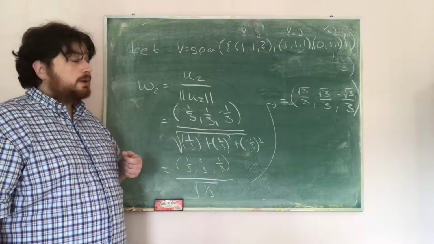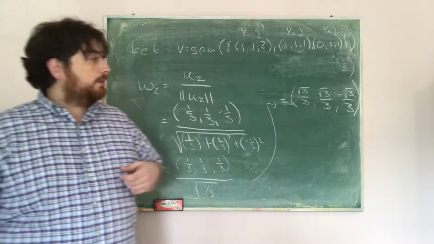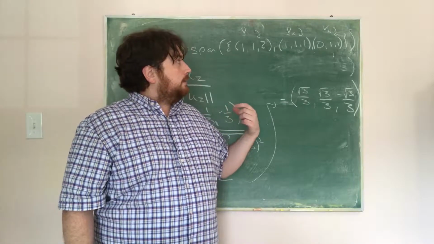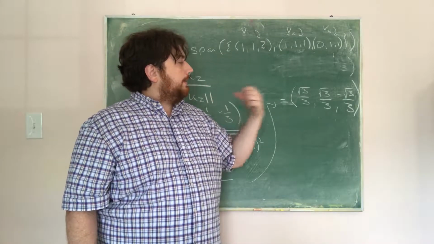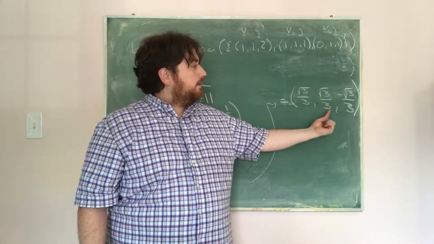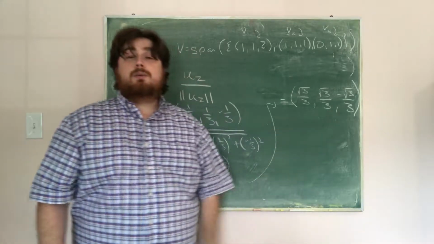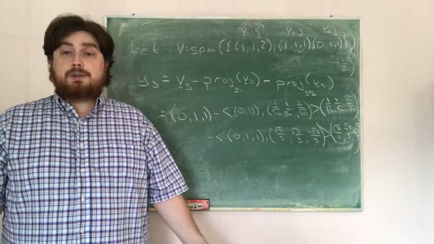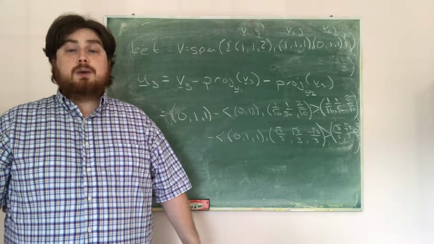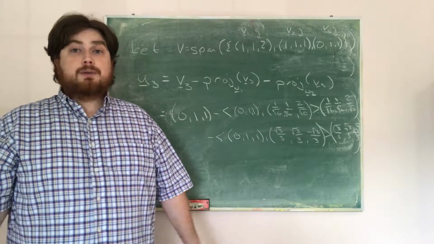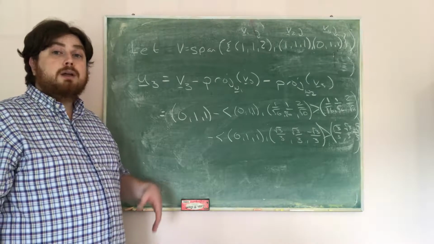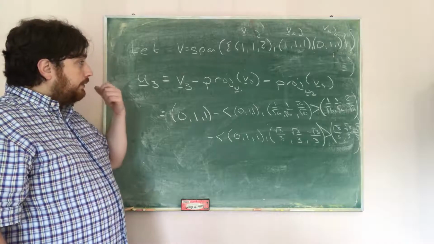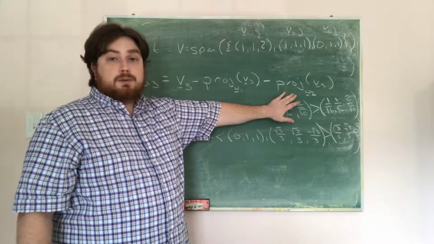Then dividing by the square root of 1/3 is the same as multiplying by the square root of 3. So we get that W2, the unit vector in a direction which is orthogonal to this one, is just going to be the square root of 3 over 3, comma square root of 3 over 3, comma negative square root of 3 over 3. Alright, now that we've found our first two unit vectors, W1 and W2, we want to find our third unit vector, W3. Before we do that though, we're going to find U3, which is going to be the vector in the direction of V3, which is orthogonal to W1 and W2.